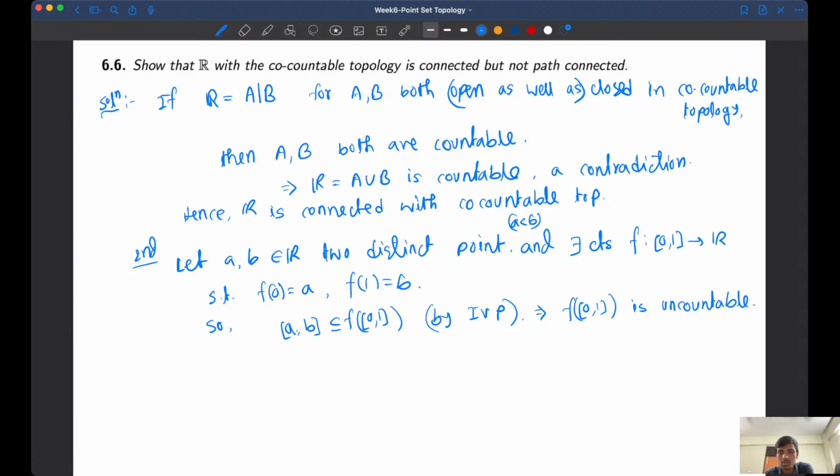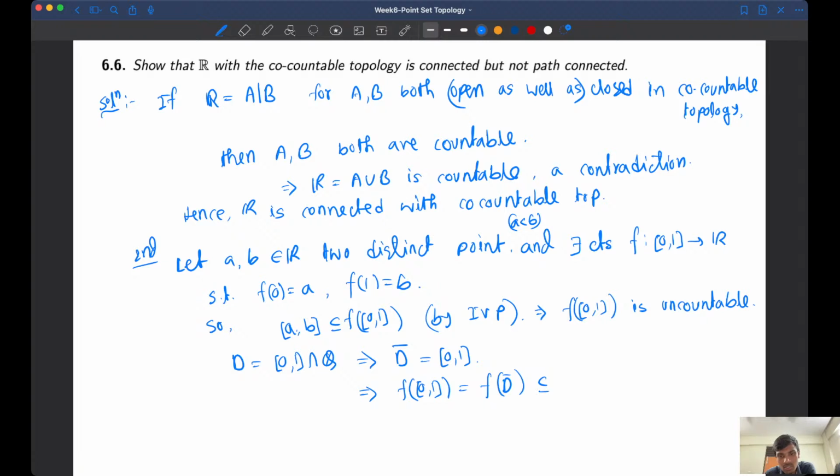So we will contradict this fact that f of [0,1] is uncountable. Let's consider D equal to [0,1] intersection Q, all the rational points. Then D is dense inside this closed [0,1]. That means D closure is the whole of [0,1], and this implies the image is f of D closure.